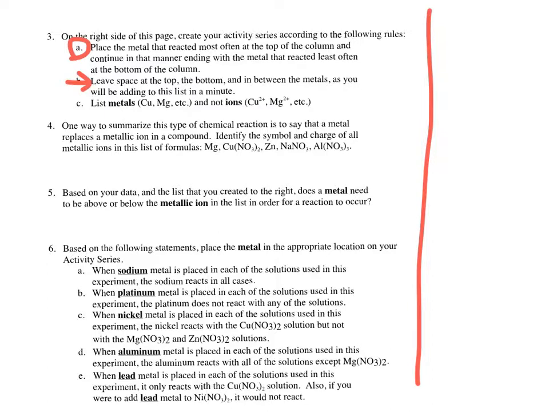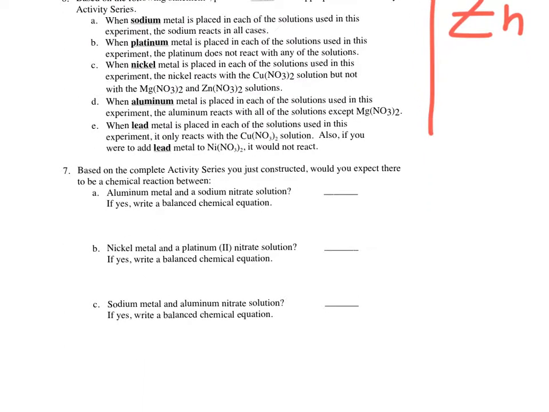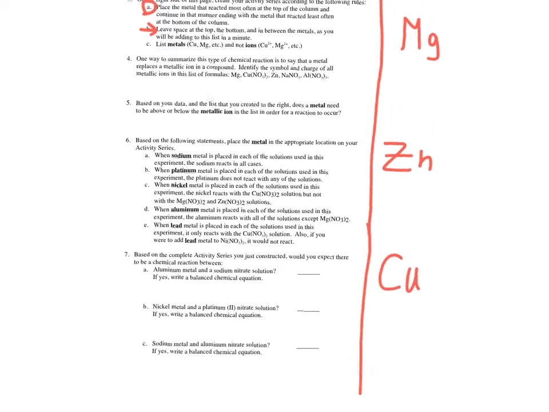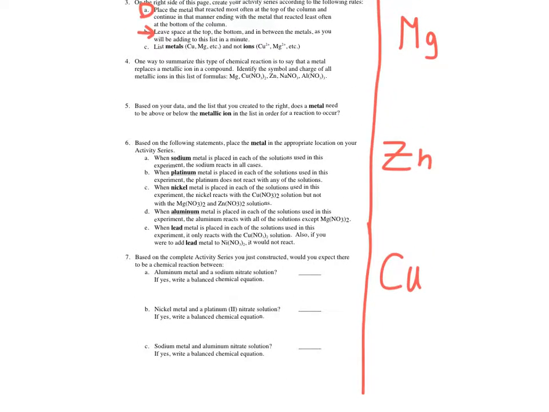So if you take a look at your data table, and there's 3 metals listed along the left-hand side, the one that had the most reactions should have been magnesium. So near the top of your page, you want to list the symbol for magnesium. It reacted twice in this experiment. The metal that reacted only once is zinc, so you want to leave a little bit of space between magnesium and zinc, because we're going to be adding to this list later. So zinc goes underneath magnesium. And then the last bit here, the metal that reacted the least often was copper. It didn't react with anything that we used in this lab. So when all is said and done, you should have an activity series that has just 3 elements in it.